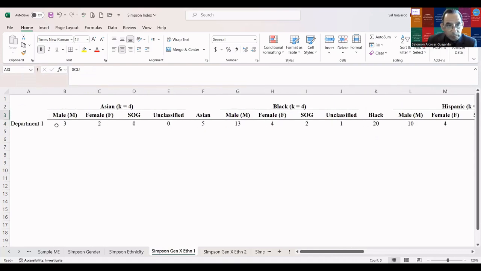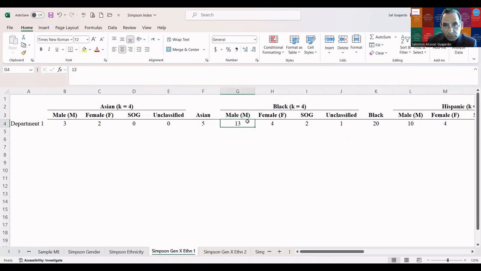Here I have gender listed by role, by ethnic group. So I have 3 males that are Asian, 2 females that are Asian, none that are some other gender, none that are unclassified, for a total Asian work group of 5.